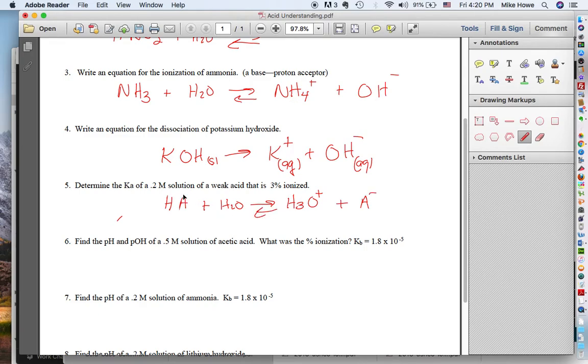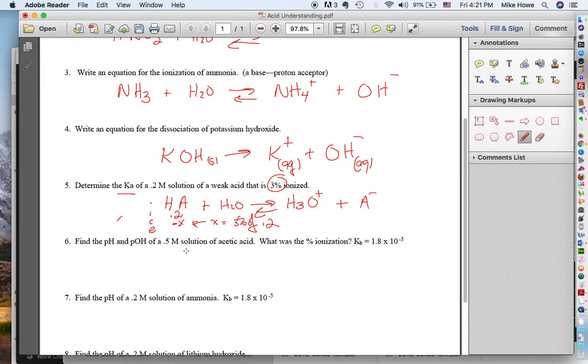All right, now we know that initially, this is an ICE problem, you might recognize it. Initially, you know this is 0.2. But 3% of the 0.2 ionizes. So what you need to do is find out what 3% of 0.2 is, and that will be x. So it's going to be minus x, but we know what x is. X equals 3% of 0.2. All right, so once you know what x is, you can find the concentration of this and this and this. So you guys solve for the Ka.